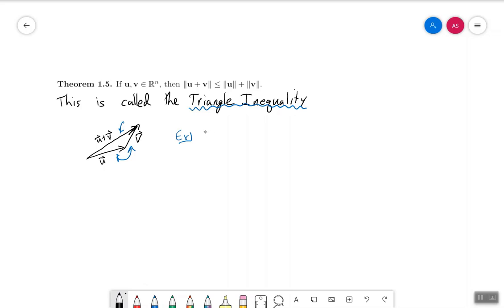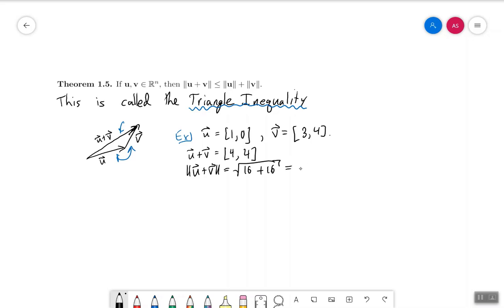We can look at the vectors u equals (1, 0) and v equals (3, 4). U plus v in this instance is going to then be (4, 4), and the length of u plus v is going to be the square root of 16 plus 16, which is the square root of 32, which, if you put into a calculator, is approximately 5.7. On the other hand, the length of u plus the length of v is 1 plus 5, which is 6. And certainly 6 is greater than or equal to, it's greater than 5.7.